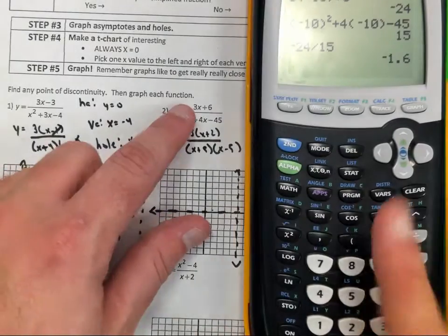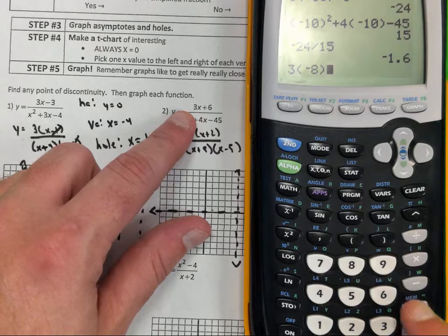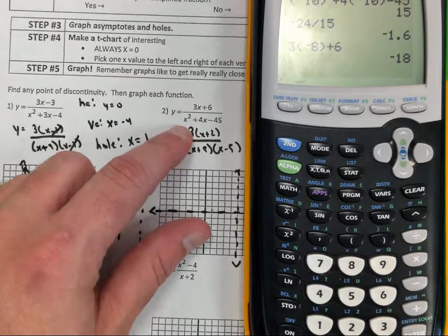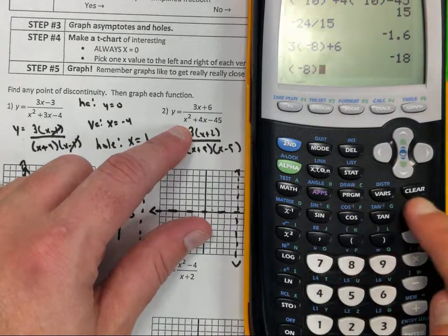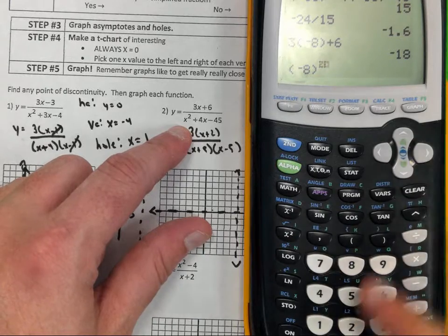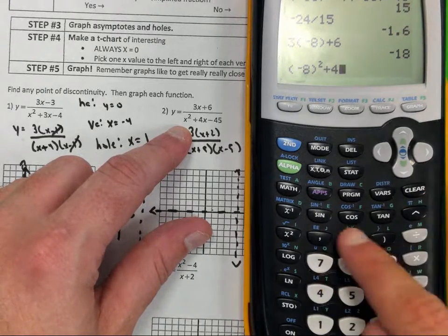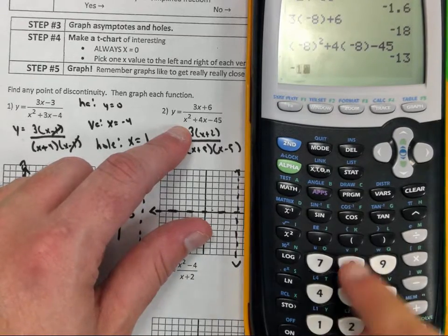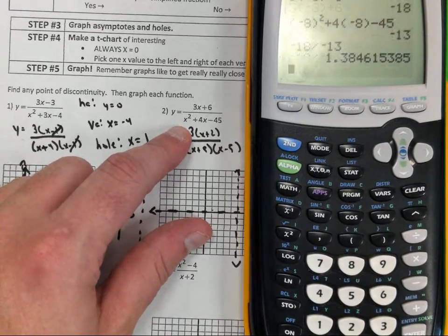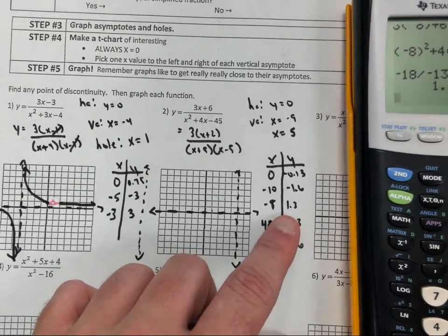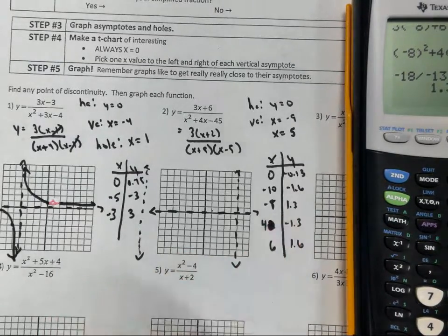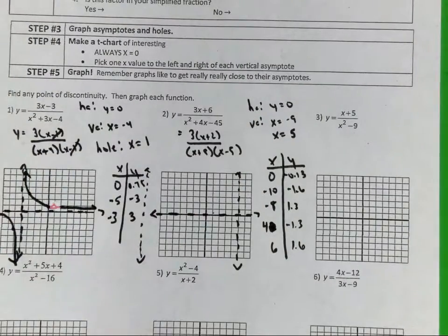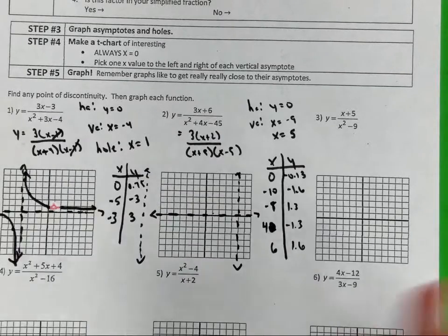Okay? Negative 8. Numerator, denominator. Denominator. Now divide those. 1.4. Well, I did 1.3. It should be 1.4. Okay? That's how I'm getting those values. Does that make sense to you? Just don't try to put it all in there at one time.